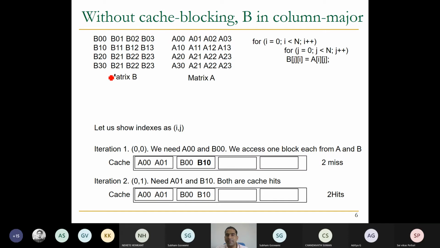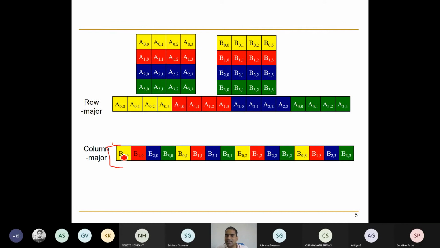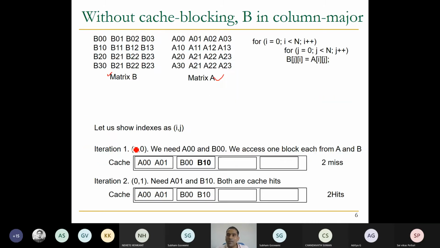Okay, so this is our matrix B. This is our matrix A. This is the logical representation, and this is the physical storage, how it is stored in the memory. And this is our code. We will execute this code. This is the matrix transpose code that we will execute. Because A is always in row major order, I have not written that here. I've just written that we are not using cache blocking, and B is stored in column major order.